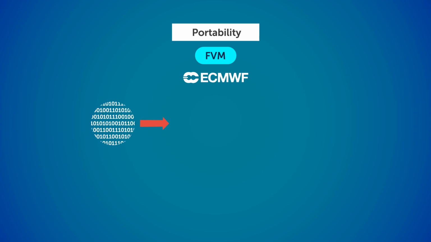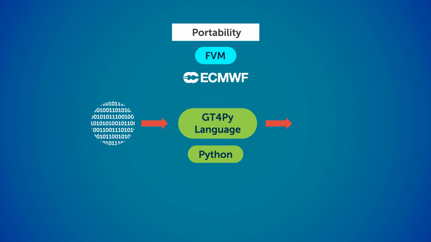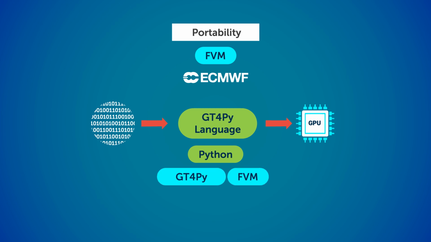We have another model called FVM, which is a dynamical core that is newly developed at ECMWF, and here we port by a GT4Py language, which is transforming the code to Python and then onto GPUs. And again, we have made a lot of good progress in the last 2 years, and are now able to run the GT4Py FVM version on unstructured grids on the sphere.